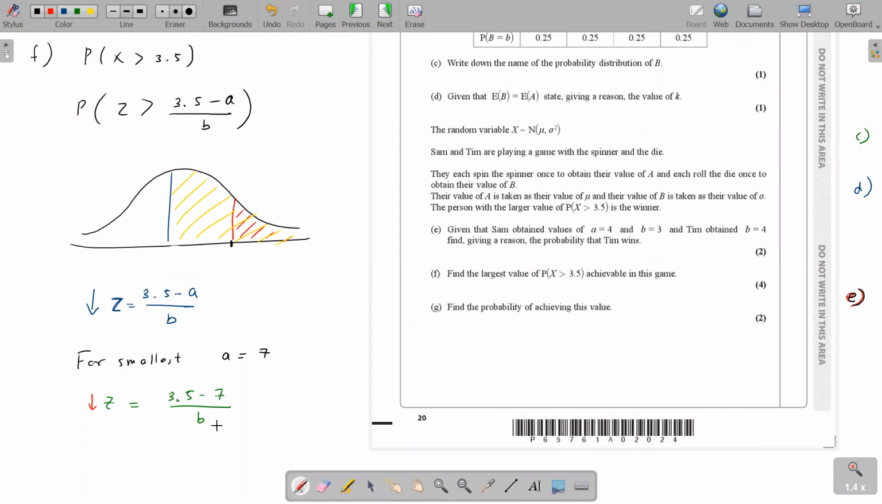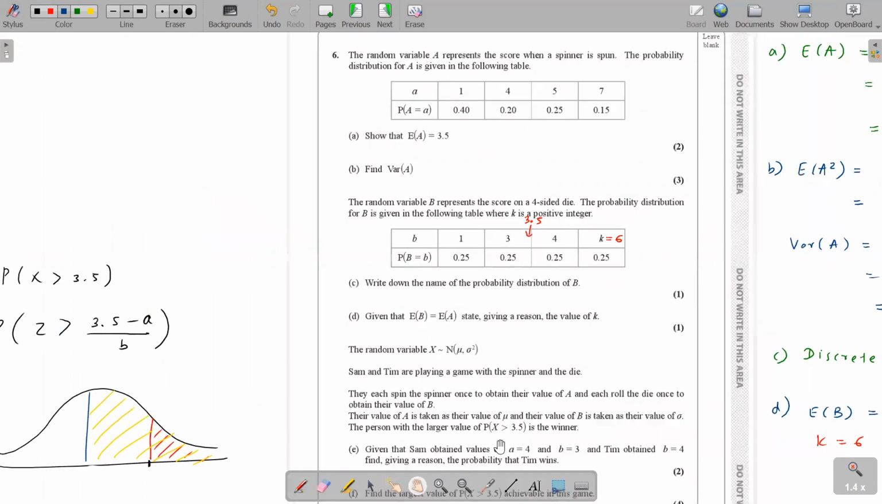But here, do you see, what is 3.5 minus 7? It is negative 3.5. So minus 3.5 divided by B. Now you need to check the B value here. Out of 1, 3, 4, and 6, what is the B value that is capable of giving you the smaller Z value? Should I use B value 1 or B value 6?